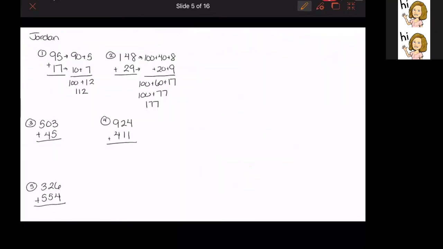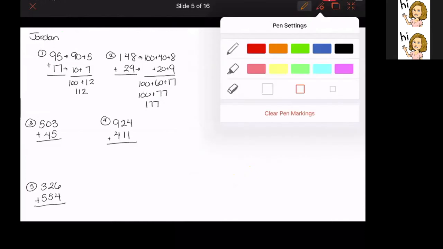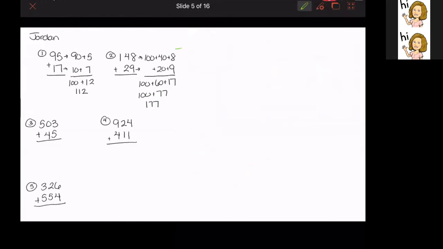So now we want to see Jordan's strategy. I think for many, you can see exactly what's happening. And if not, I want to just share, remember, what is this called, right? This is our expanded form.